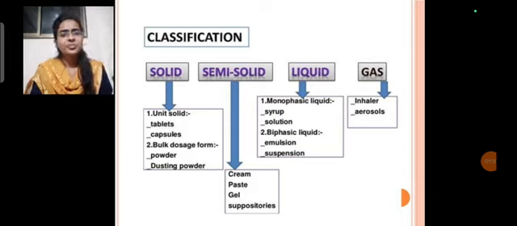In unit dosage form, tablets and capsules are present. In bulk dosage form, powders and dusting powders are present. In semi-solid dosage form, cream, paste, ointment, gels, and suppositories are present. Liquid dosage form is classified into two classes. First is the monophasic liquid dosage form and second is the biphasic liquid dosage form. In monophasic liquid dosage form, syrup and solution are present. In biphasic liquid dosage form, emulsion and suspension are present. In the last class, gases, the inhalers and aerosols are present.